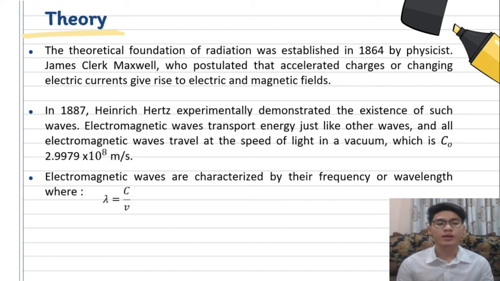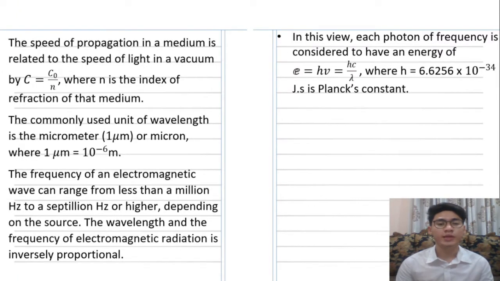Electromagnetic waves are characterized by their frequency or wavelength, where lambda equals c over v. The speed of propagation in a medium is related to the speed of light in a vacuum by c equals c0 over n, where n is the index of refraction of that medium. The commonly used unit of wavelength is the micrometer or micron, where 1 micrometer is equal to 10 to the power of negative 6 meter.